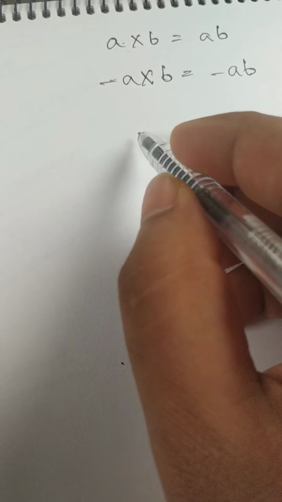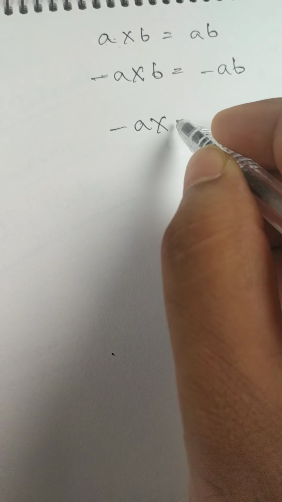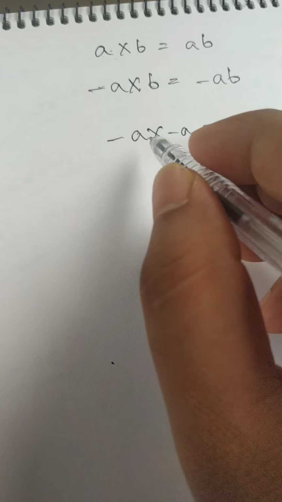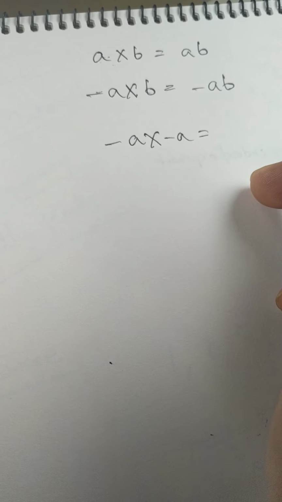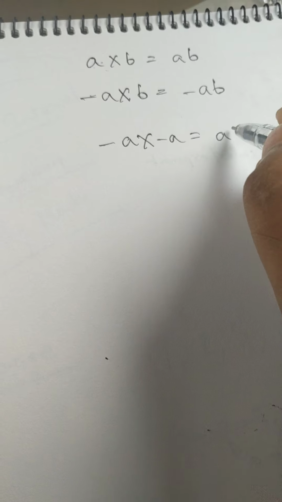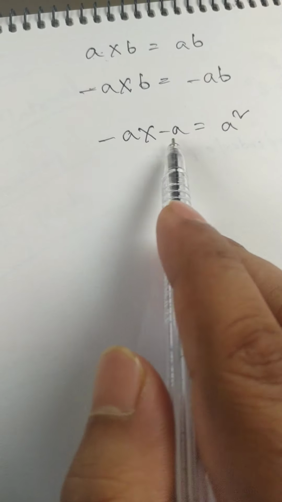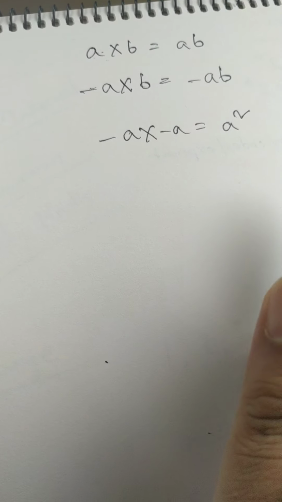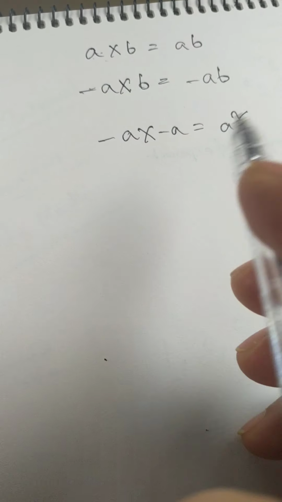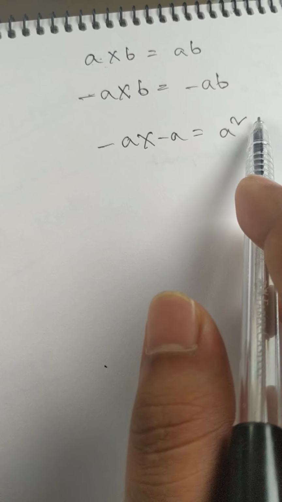For example, let's say minus a into minus a. Minus into minus is plus, we already know that, right? So minus a into minus a is a square. Why? Because minus into minus is plus, so we don't usually write the plus sign. a into a is a square.